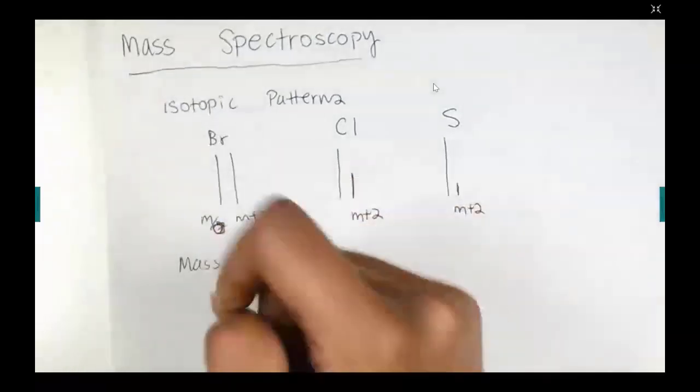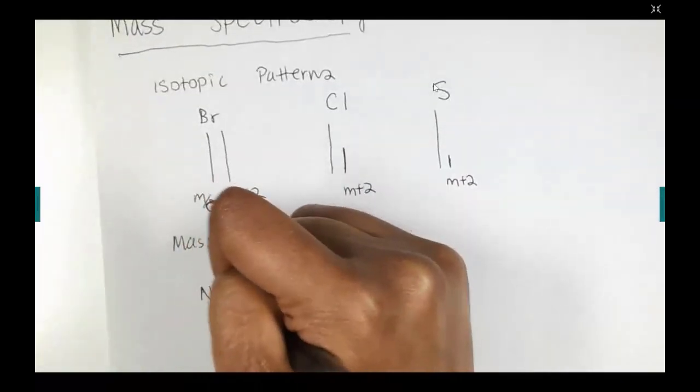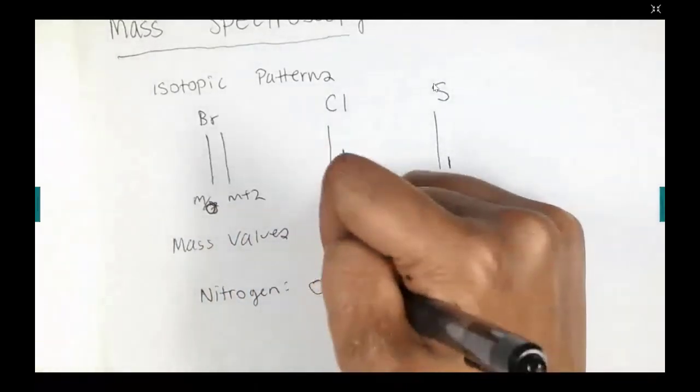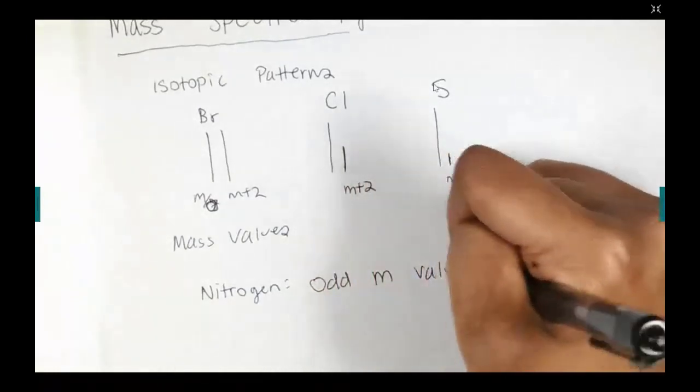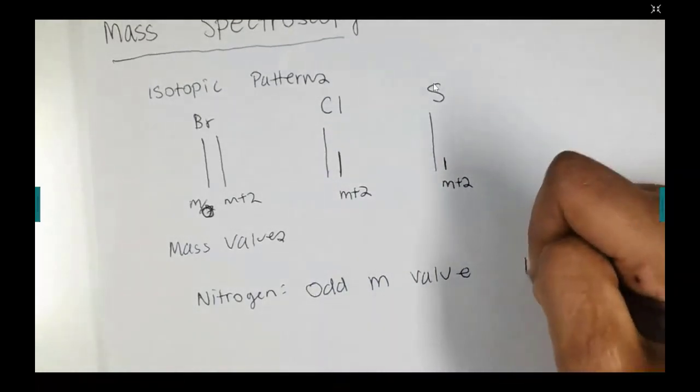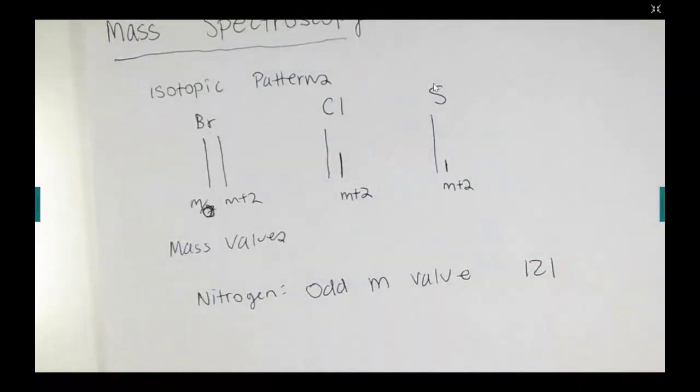The other patterns that you can look for have to do with the mass values. You can look for nitrogen, and I think students always look at me confused for this one. If you have an odd M value, that indicates nitrogen. By odd, I mean odd versus even. For example, if your rightmost M value is 121, that's odd, right? So that indicates nitrogen. You're only going to see odd values for the M peak if you have a nitrogen in your molecule. You won't see it for any other element. This is specifically because of how nitrogen adds onto carbon chains.